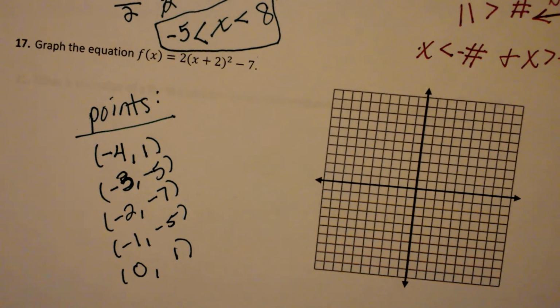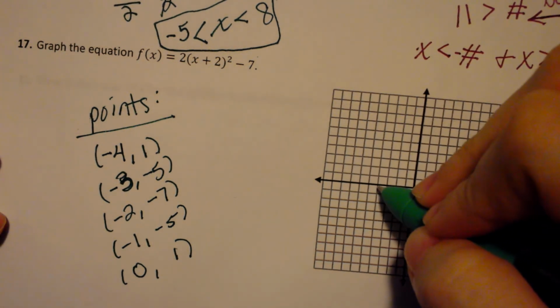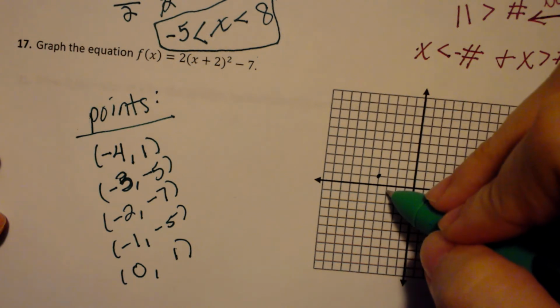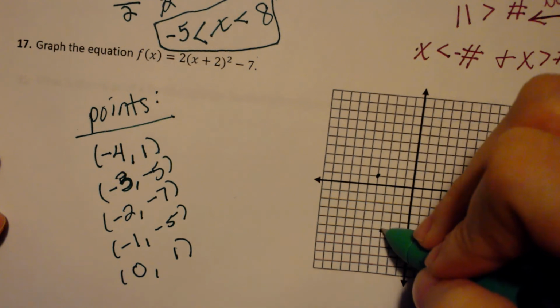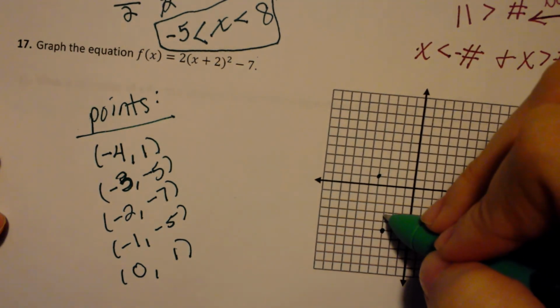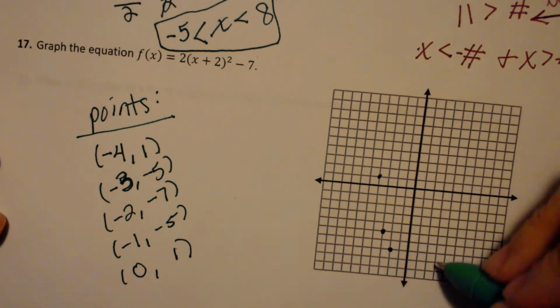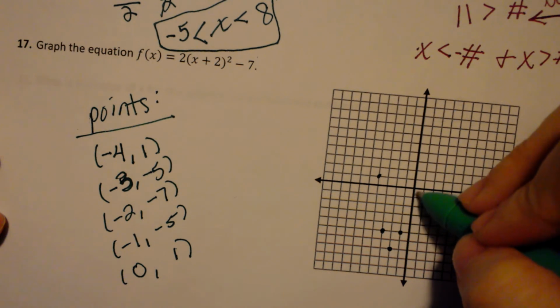So -4, 1. -3, -5. And then -2, -7. -1, -5, and 0, 1.